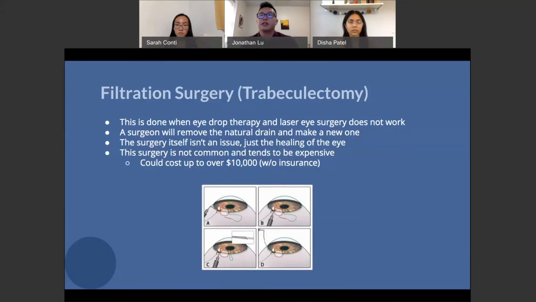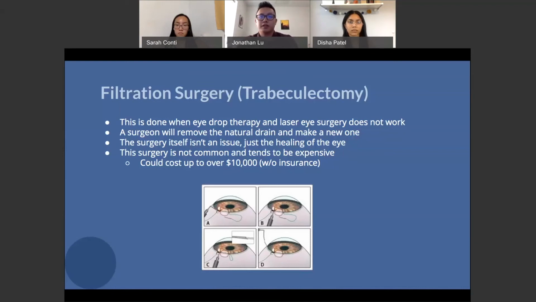Filtration surgery is done when eye drop therapy and laser eye surgery do not work. A surgeon will remove your natural drain to make a new drain. This allows fluid to flow out of the trabecular meshwork to reduce eye pressure. Overall, fluid will be able to drain with relative ease through the new drain.